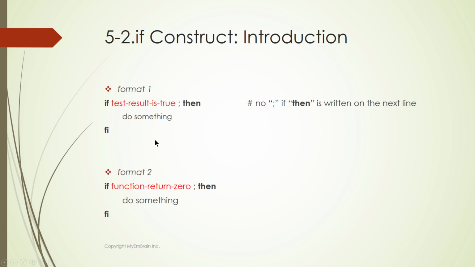In the format number 2, if you call a function and that function returns 0, then do something until the end of the if. The reason I present two different formats here is because these are usually the two formats that you would call the if, and I will present them to you in more detail in the next few lectures in this session. Let us continue with the next lecture.